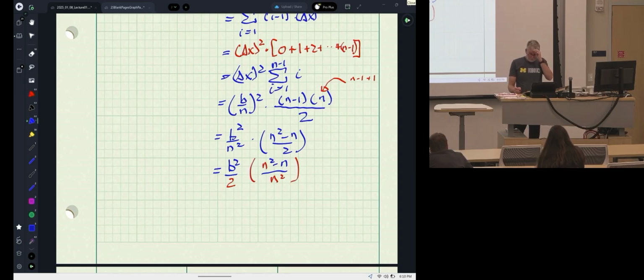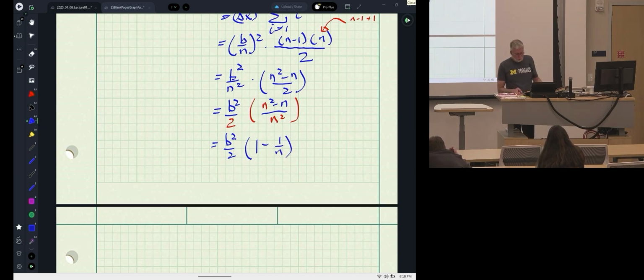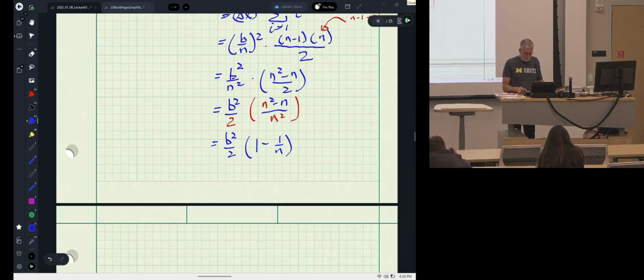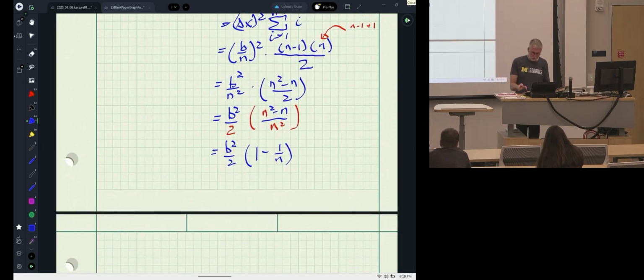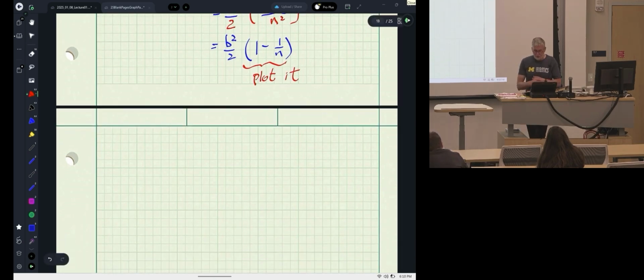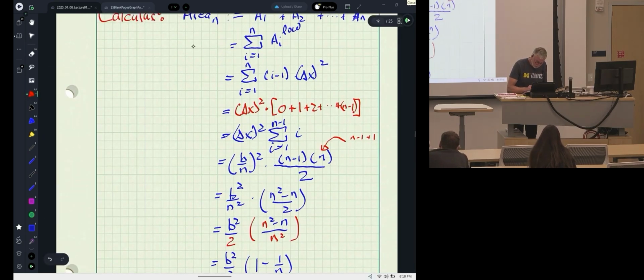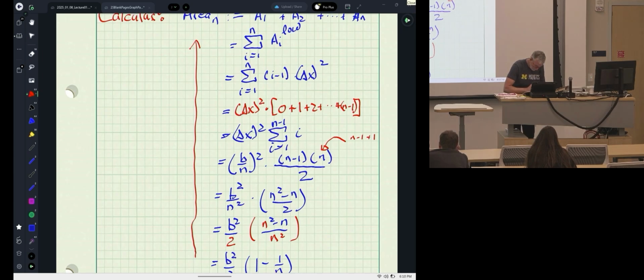Okay, so then we do a little bit more algebra, and we get b squared over 2 times 1 minus 1 over n. Whew. So that's our lower bound for the area under a triangle. So let's just plot it. Okay, so let me just emphasize that all of this grunge, that's just algebra.